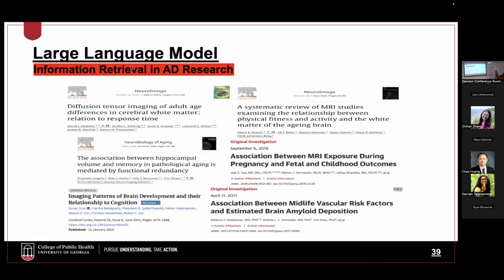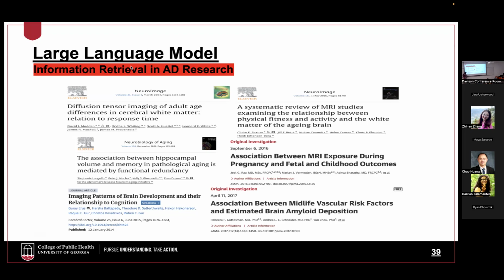And the next part we want to talk about is, I think, the hottest topic in recent years, the large language model. After I joined UGA, I talked with some faculty here who have a lot of experience with large language models, and we tried to think about whether we could use large language models in these AD studies.